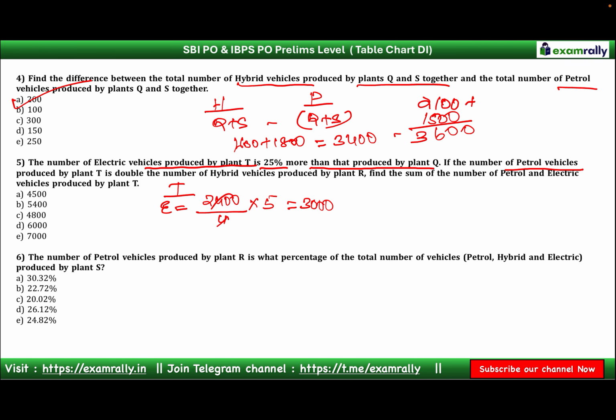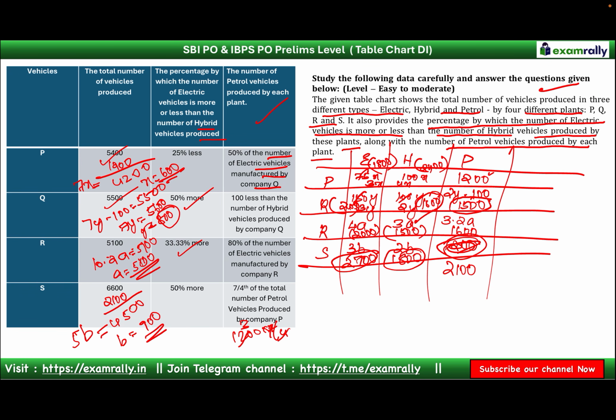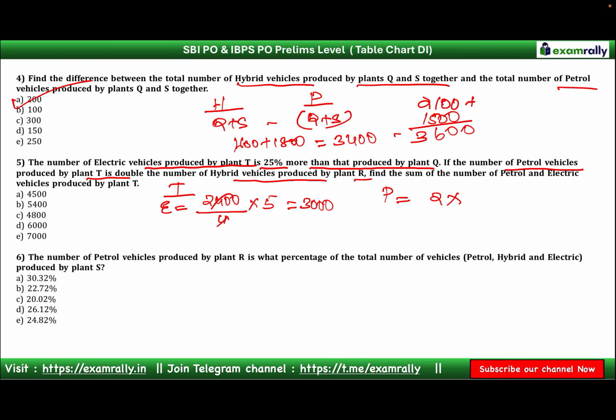The number of petrol vehicles sold by plant T is double, which means 2 times, the hybrid vehicles produced by plant R. In plant R, the hybrid vehicles produced is how much? 1500. 2 into 1500 will be equal to 3000. What we have to find is the sum of the number of petrol and electric vehicles produced. So 3000 plus 3000 will be equal to 6000. Got it? See the next question.